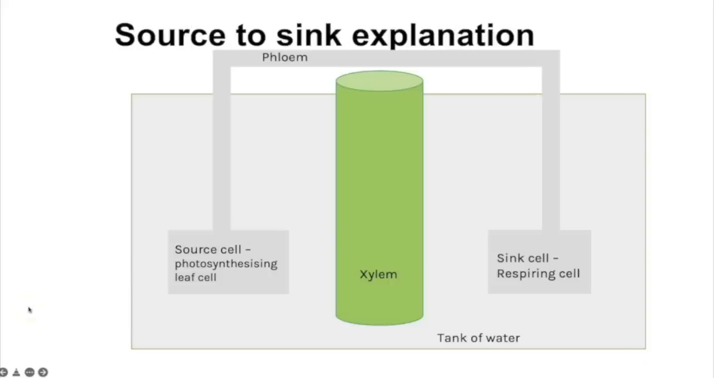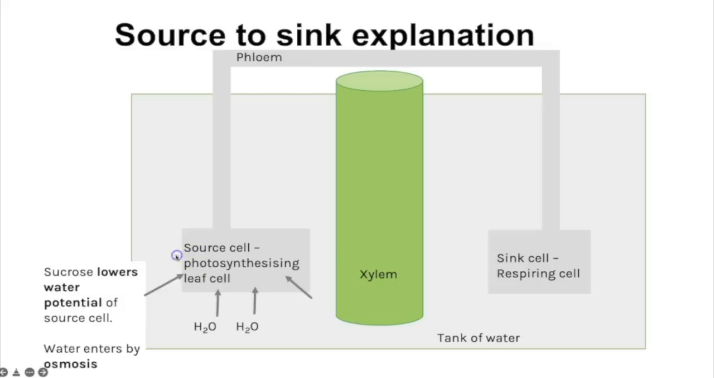Now, the transport of these organic molecules within solution is often explained using this source to sink model. So we have here the xylem next to the phloem, and the source in this model would be a photosynthesizing cell. The sink, which is where the sugars are going to be delivered, is a respiring cell. So at the source, we have photosynthesizing cells, and the sucrose or glucose that will be made in photosynthesis is going to lower the water potential of those cells.